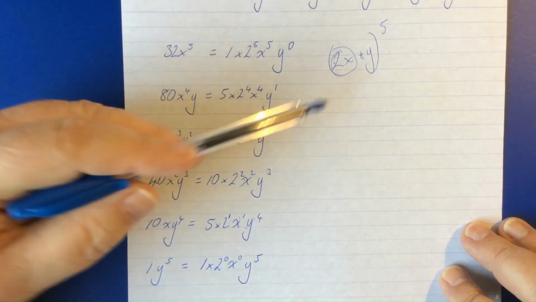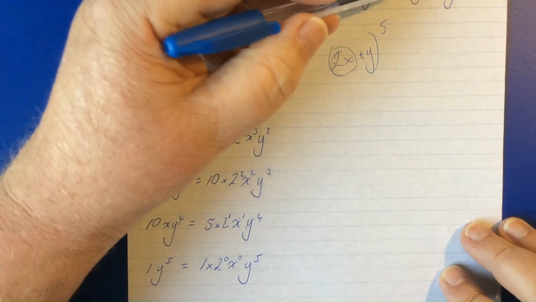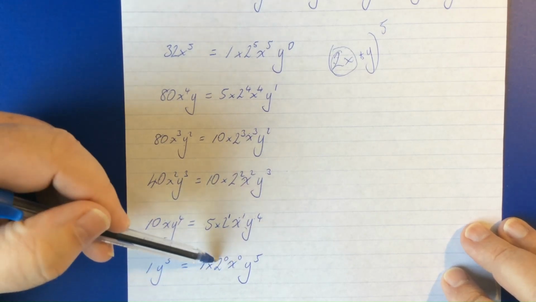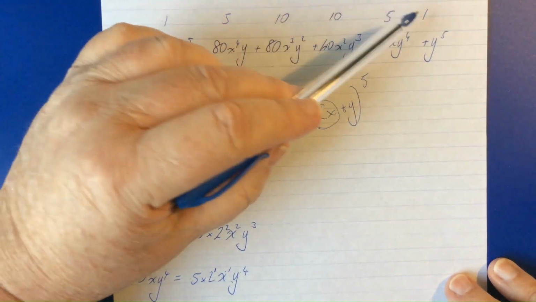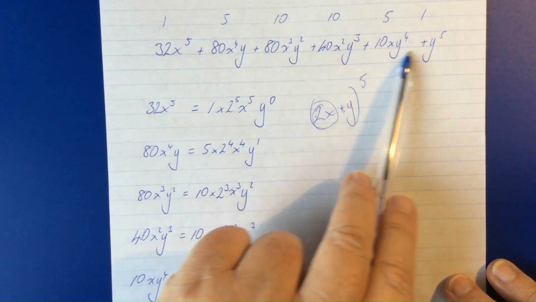We'll work backwards this time. y to the power of 5. Why is there nothing else here? Because we have x to the power of 0, which is 1, 2 to the power of 0, which is 1, times 1, which was the multiplier up here. And that is how we expand this.